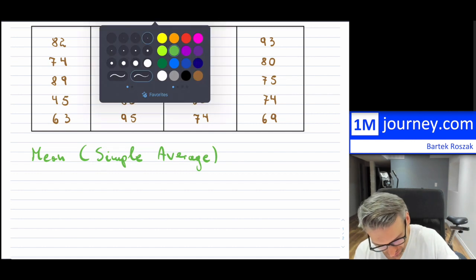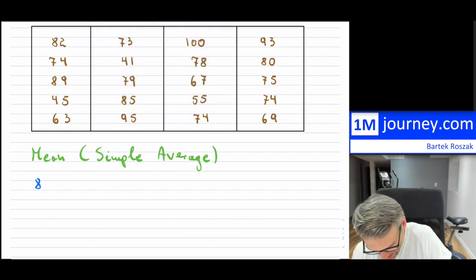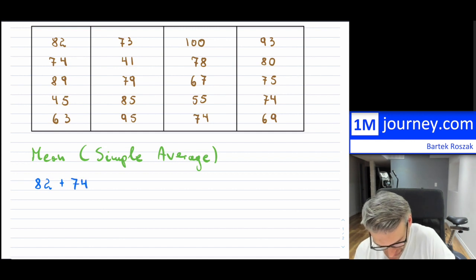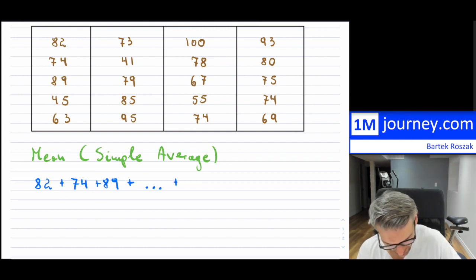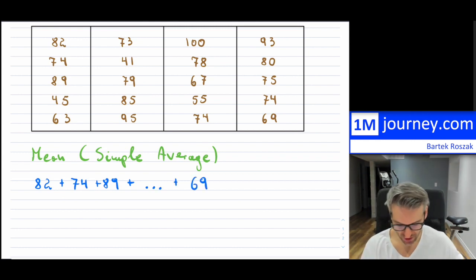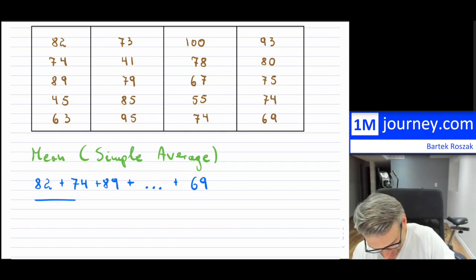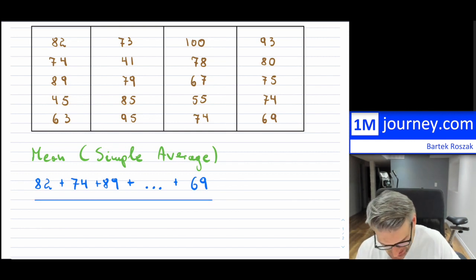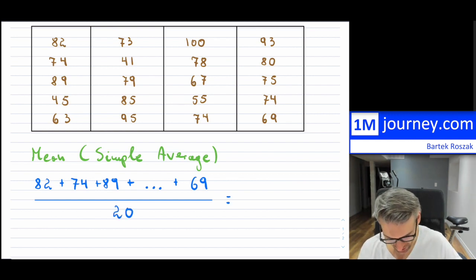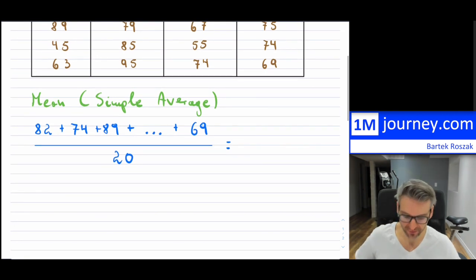So if I add them up, this is 82 plus, I'm going to go down here, 74 plus 89 plus, and I'm going to put dot, dot, dot all the way down to 69, which is my last one. And as I said, once you add all of them up, you're going to divide by the total. In this case, it is 20. And we're going to find out what that answer is shortly.